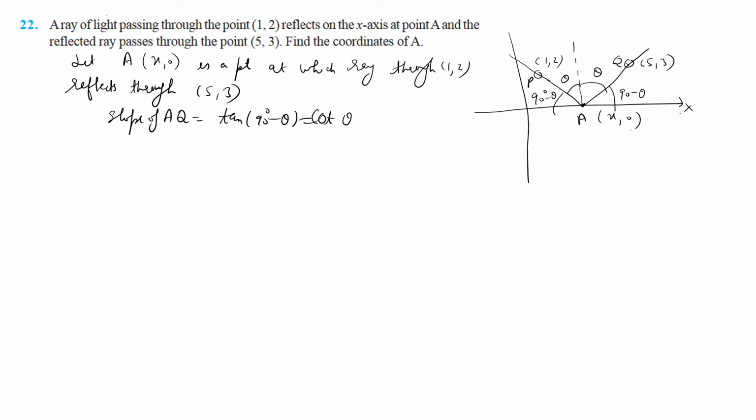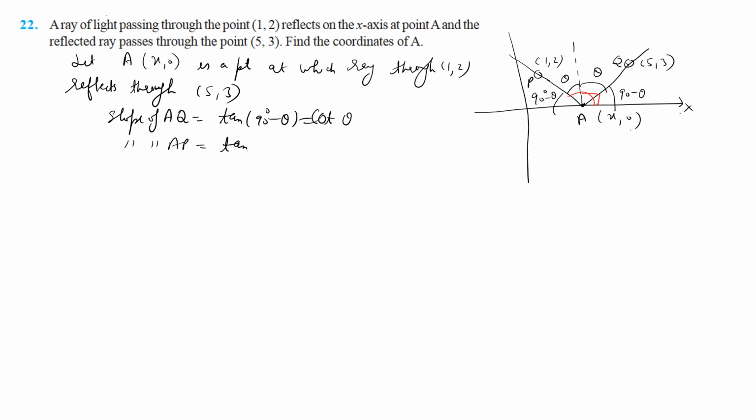Okay, and the slope of AP is making an angle of 90 plus theta. See, AP is making this 90 and this is theta. So let me show it clearly to you. It is this complete angle. So this one is 90 and then plus theta.